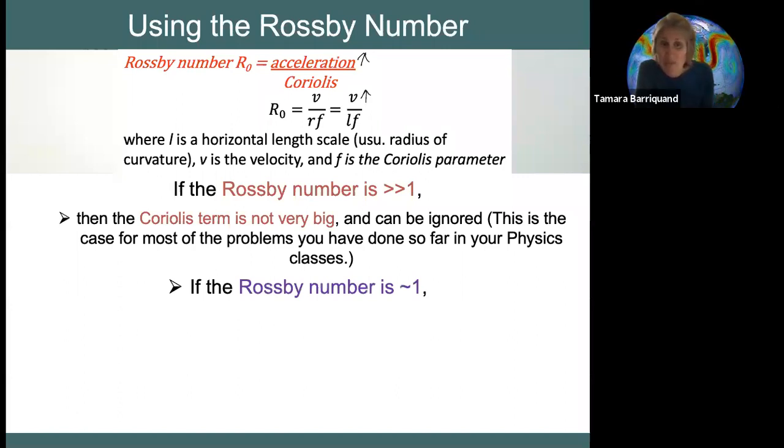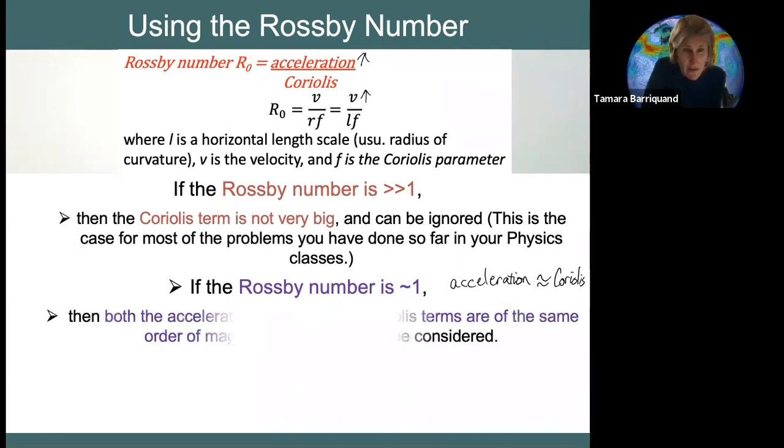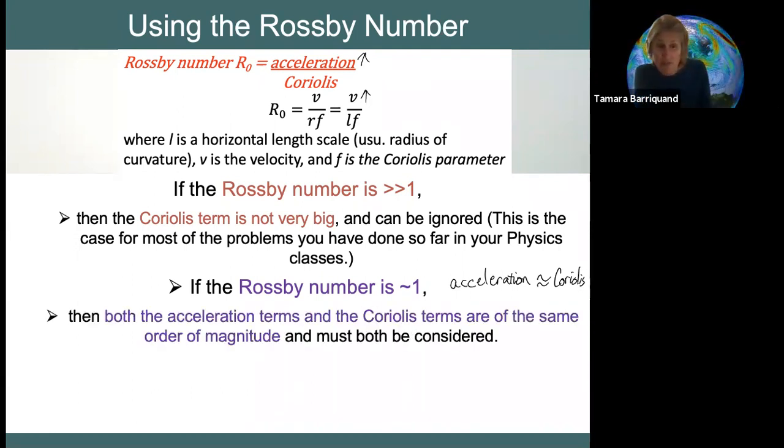Now, if the Rossby number is about 1, and that's what we were just looking at, that's an inertial current. If we have an inertial current or something where we have a Rossby number of about 1, that means that the acceleration terms are about equal to the Coriolis terms. So if they're about equal to 1, then both the acceleration terms and the Coriolis terms are of the same order of magnitude, and so both must be considered.